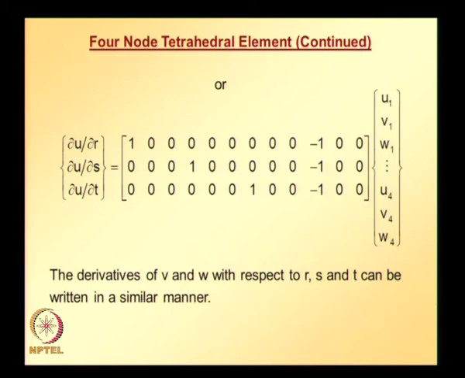But if you recall, strain is related to derivatives of displacement components with respect to x, y, z. So, we need to know the relationship between x, y, z coordinates and r, s, t before we start expressing strains in terms of finite element shape functions and displacements. So, to know the relations between r, s, t and x, y, z, we can use the isoparametric mapping concept.